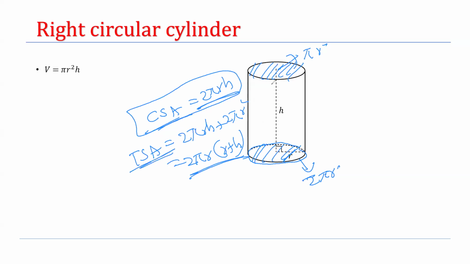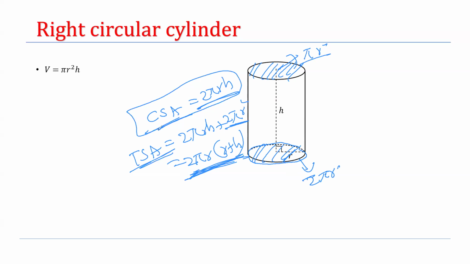So TSA is nothing but total surface area. That means you have to add the upper portion and lower portion also, right? What is the upper portion? Pi r square, and the lower portion also pi r square. So if you add 2 pi r h plus 2 pi r square, that will give you 2 pi r into r plus h. Did you understand now?